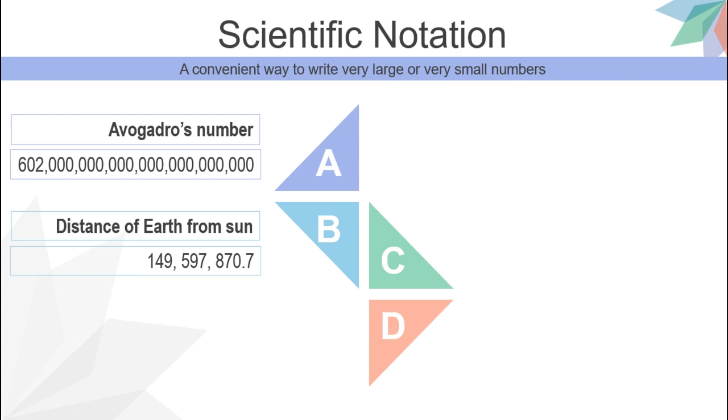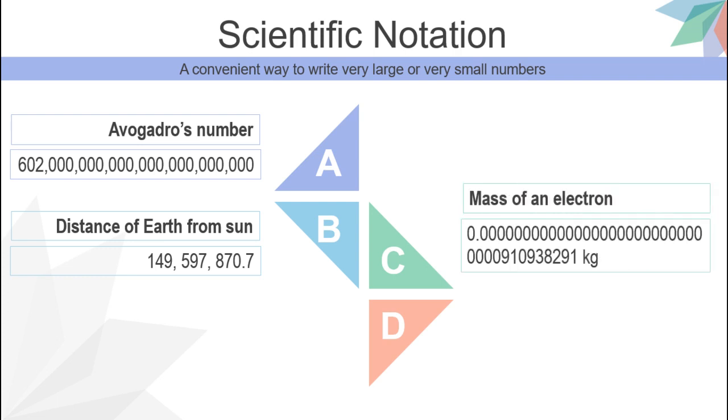And examples of very small numbers are these. The mass of an electron. If you can still recall from your science lesson, an electron is part of an atom, a very small part, which cannot be seen by our naked eye. That is why its mass is a very small number. There are a lot of zeros after the decimal point before the first non-zero number. So, that is a very small number.